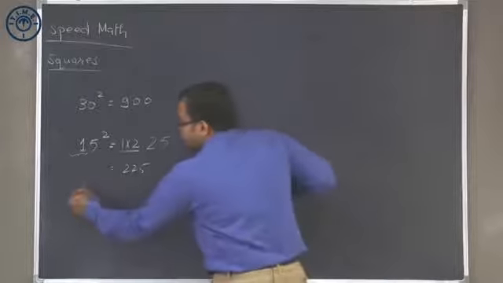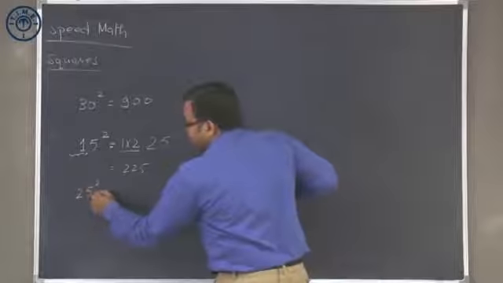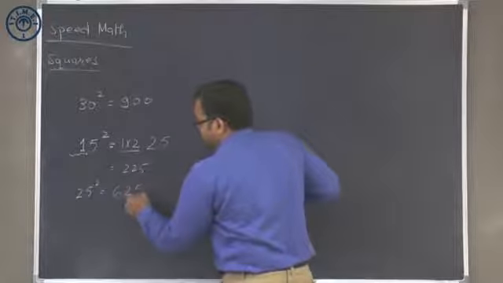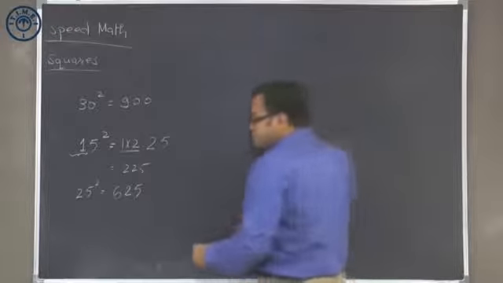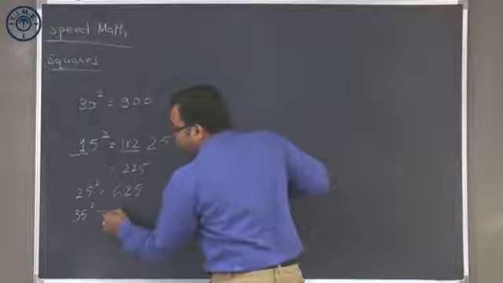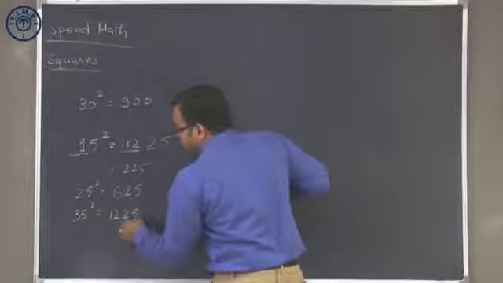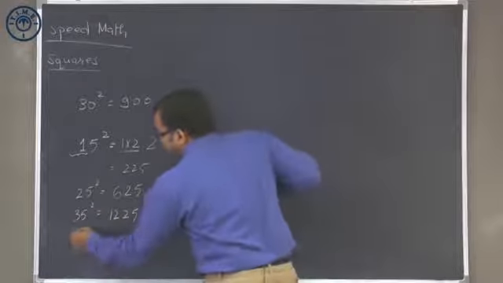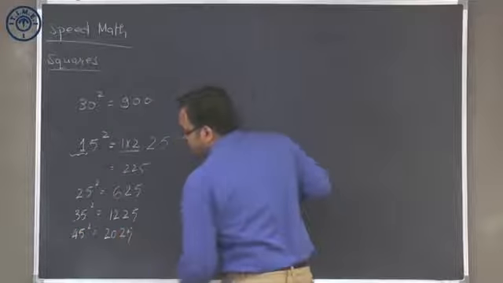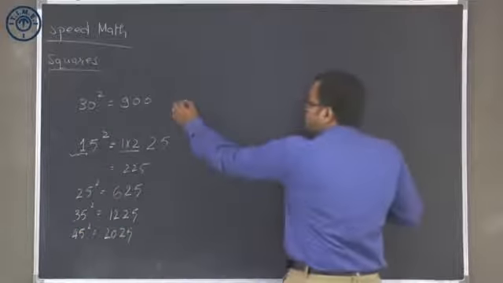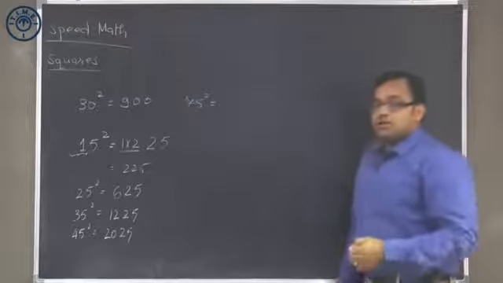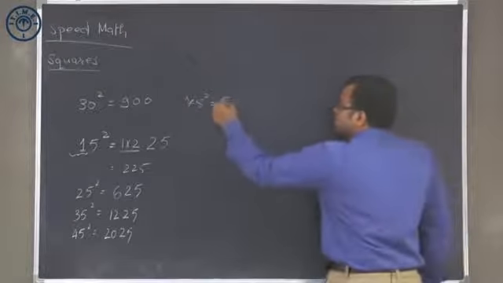Let's say I have to calculate the square of 25. 25 square: 2 into 3 is 6, and 5 square gives me 25. 35 square: 3 into 4 is 12, 5 square is 25. 45 square: 4 5s are 20, 5 5s are 25. Let's say I have to calculate 75 square. 75 square: 7 into 8 is 56.